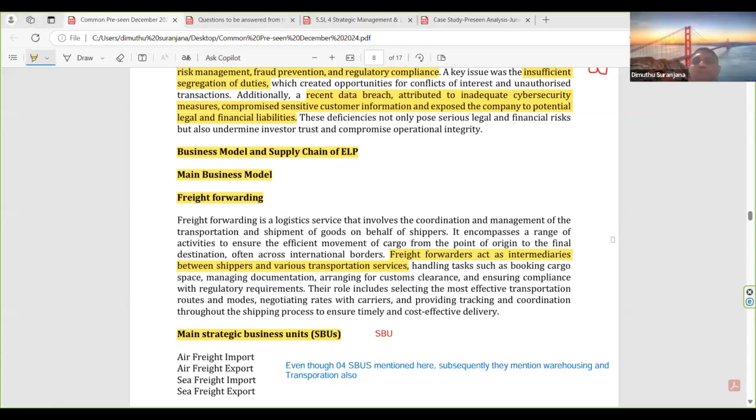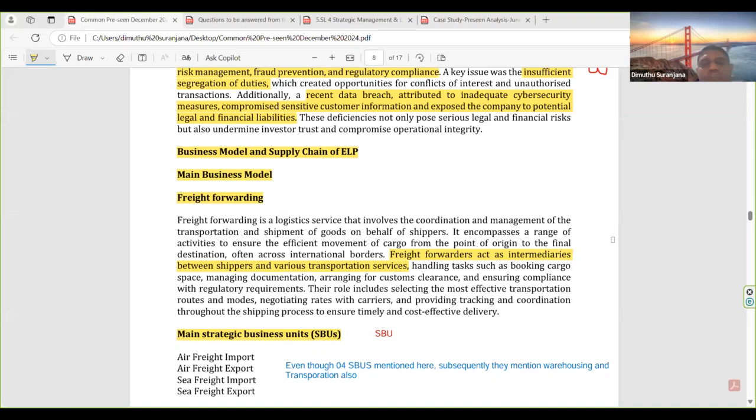So welcome back. So business model and supply chain of ELP. So this should be more connected with strategic management subject. They're going to talk about the business model as well as the supply chain of ELP. So they talk about the main business model. So, paid forwarding.